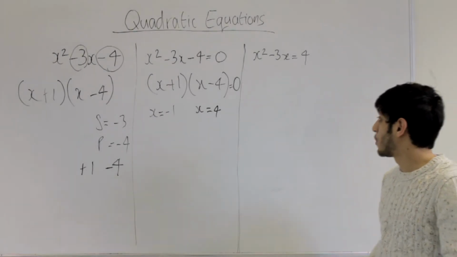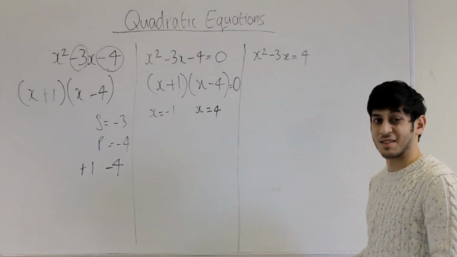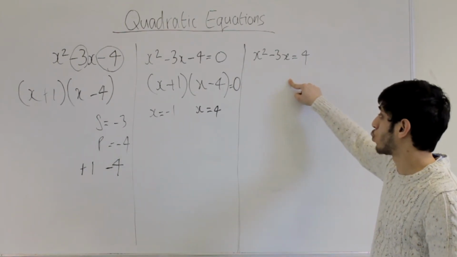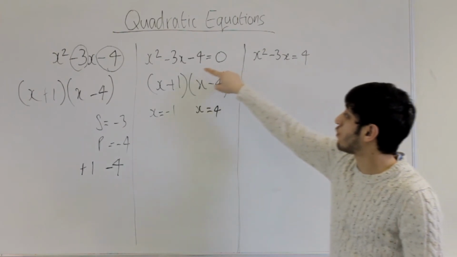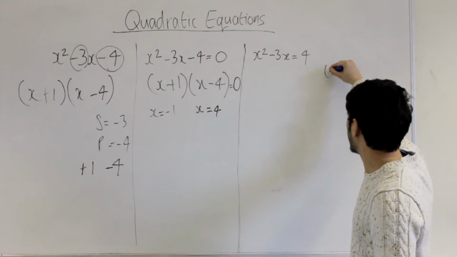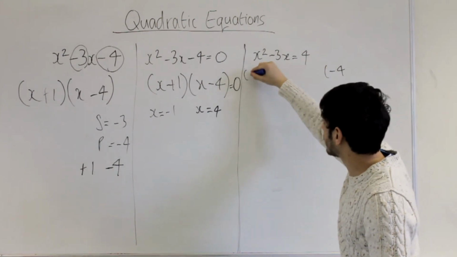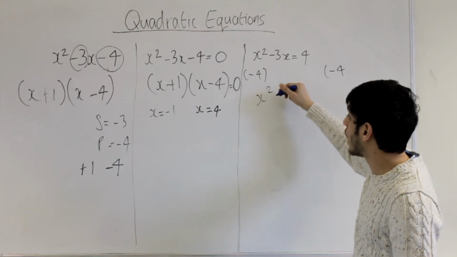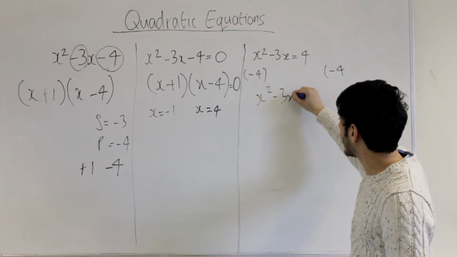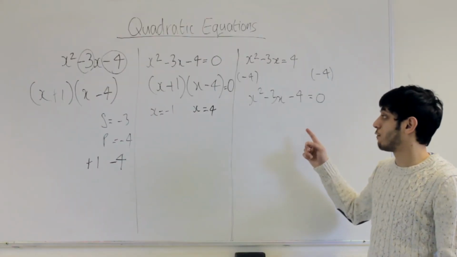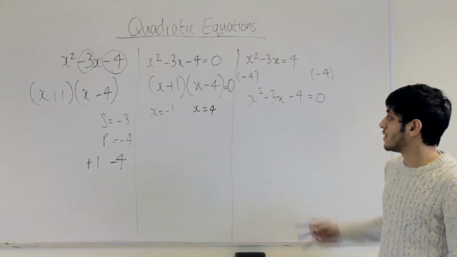This is another type of example that we can get. Again, it's exactly the same as before. But with this question, we want to get it into this form. So to get into that form, we need to take away 4 on both sides, and that will give us x squared, minus 3x, take away 4 equals 0. Now that we've got it into this form, we can easily solve this now.